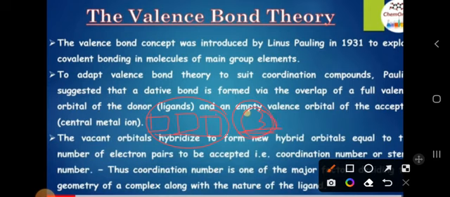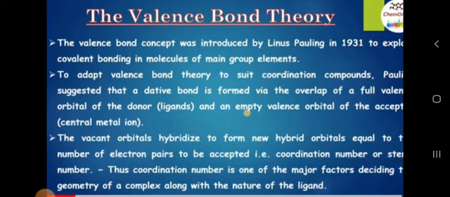The vacant orbitals which are going to hybridize, and the ligands donating electrons, should be the same. So the coordination number and the number of electron pairs accepted for hybridization should be the same. That is the meaning of this point. So the vacant orbitals hybridize to form new hybrid orbitals equal to the number of electron pairs to be accepted, that is the coordination number. This will decide the geometry and tell about the structure of the complex.